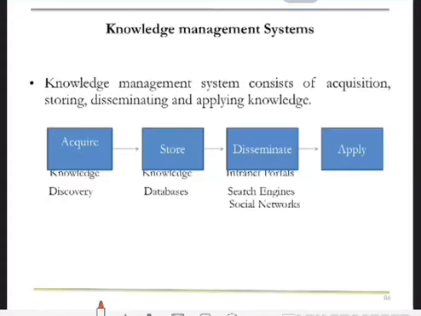So we have four stages: acquire, store, dissemination, and apply. And we call it the knowledge management system. So we have four stages of the knowledge management system. Acquire, knowledge discovery. That's collecting knowledge either from internal sources or external sources. We call it knowledge discovery or acquiring.